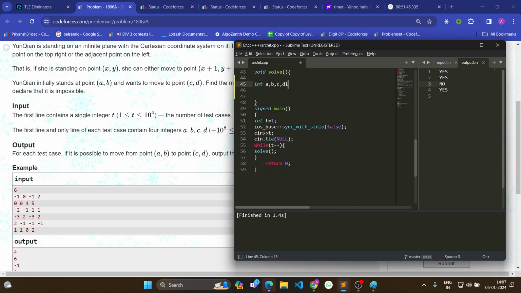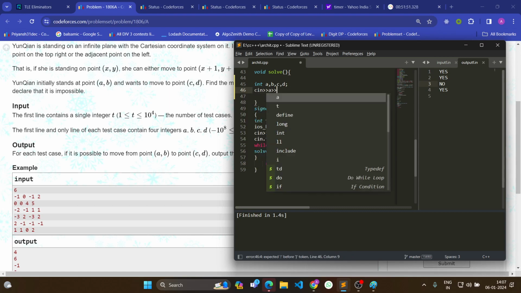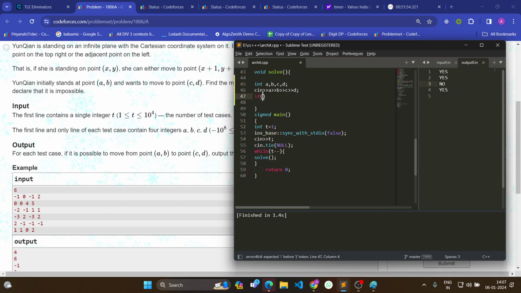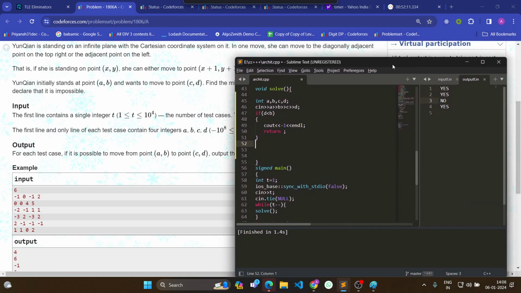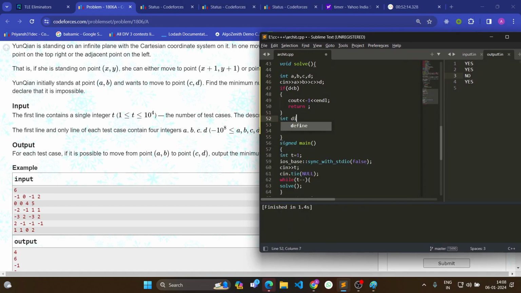a, b, c, d. If d is less than b, the answer is minus 1. Otherwise, let's see the difference in y. It would be equal to d minus b. Okay, so that is the number of diagonal steps that she must take.